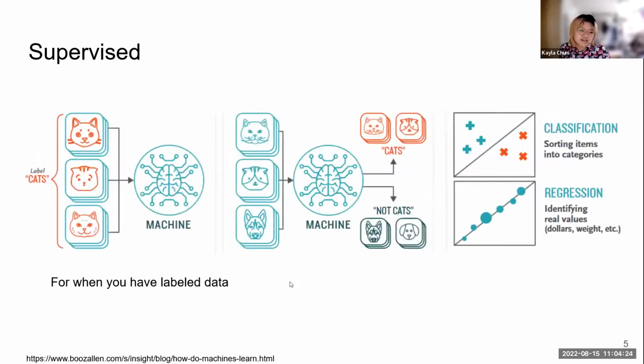One by one, first we'll talk about supervised learning using this example of cats and dogs. Essentially in supervised learning, this is for when we have labeled data. In this example, we have the label of cats. These are all cats. And we feed that into the machine or the model, and it learns that these images are cats. And once we have that trained model, we can feed in any image, in this case, a bunch of cats and dogs, and the machine will let us know these are cats and these are not cats. So this is an example of classification where we sort things into these qualitative categories.